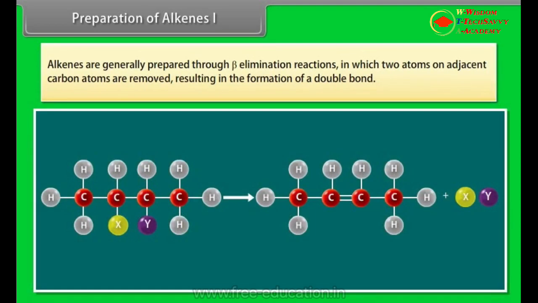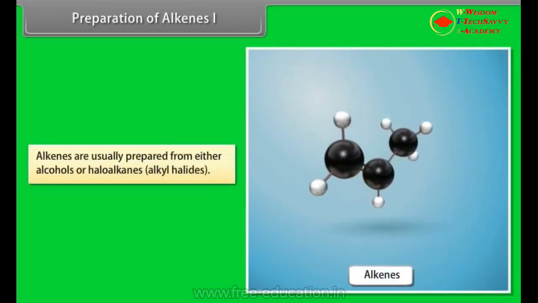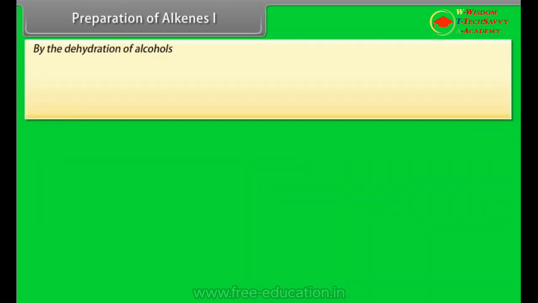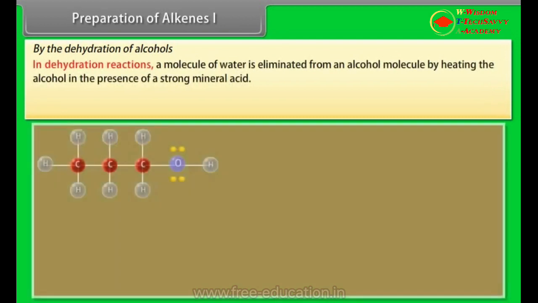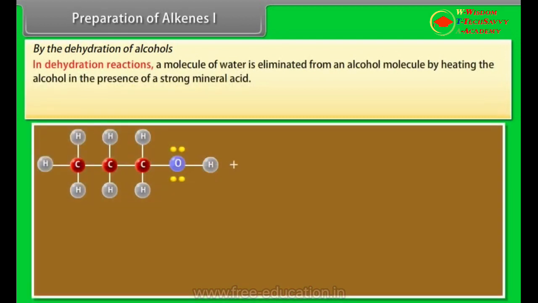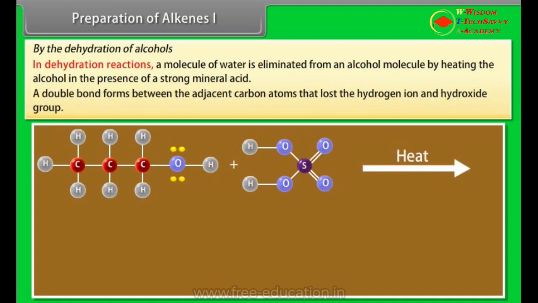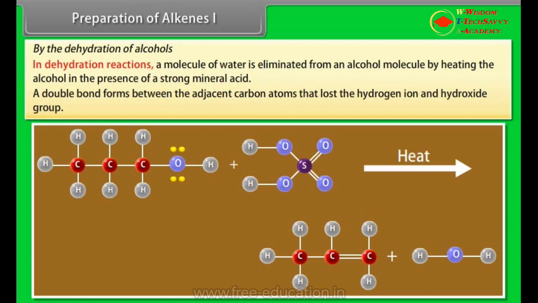Preparation of alkenes, Part 1. Alkenes are generally prepared through beta elimination reactions in which 2 atoms on adjacent carbon atoms are removed, resulting in the formation of a double bond. Alkenes are usually prepared from either alcohols or haloalkanes, alkyl halides, by the dehydration of alcohols. In dehydration reactions, a molecule of water is eliminated from an alcohol molecule by heating the alcohol in the presence of a strong mineral acid. A double bond forms between the adjacent carbon atoms that lost the hydrogen ion and hydroxide group.